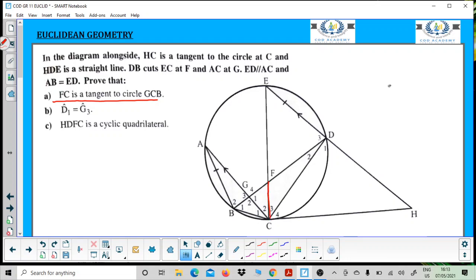Such a teeny weeny one, right? Prove that FC is a tangent to GCB. Look at where GCB is, right here. I'm sure you want to say, no, it's not a tangent, sorry.